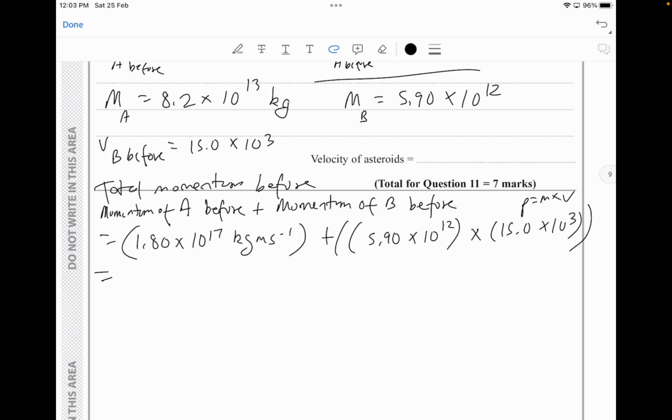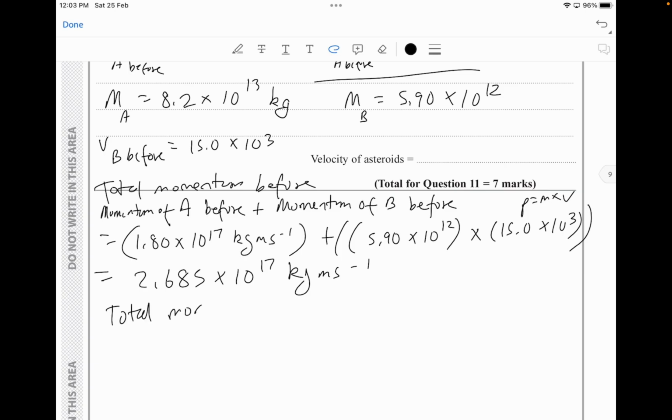So we're going to put 1.8 times 10 raised to the power 17. I'm just going to plug these values in to get a good rounded-off value: 5.90 times 10 raised to the power of 12, in brackets, times 15.0 times 10 raised to the power of 3, in brackets as well. And it's going to give us 2.685 times 10 raised to the power of 17. This is the total momentum before, remember, and now we have to calculate the total momentum after.